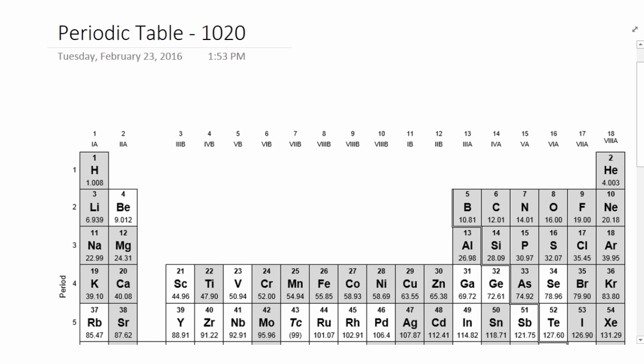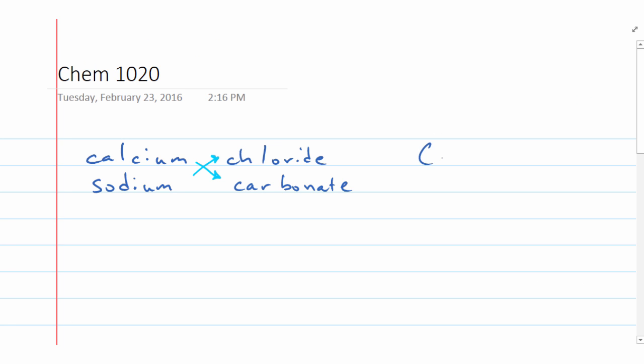Charge on calcium is always going to be how much? 2 plus. Chloride is always going to be Cl with a charge of 1 negative. So if we have Ca with 2 plus, chloride with a 1 minus, that means that the formula for calcium chloride would be CaCl2. And because we started with it dissolved in water, the phase label is going to be aq.